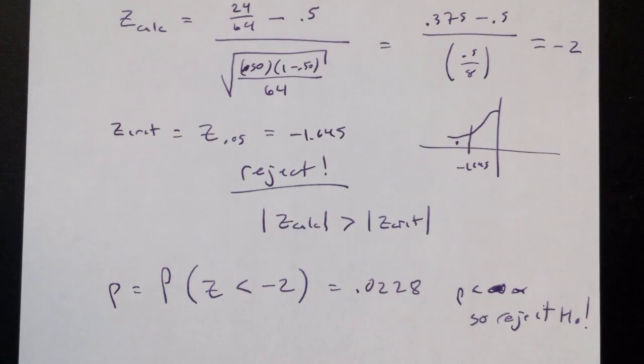Questions? You'll notice that I did not need a z-crit if I instead directly calculated the p-value from the z-value I found. I just need to know which direction my test goes to calculate that p-value appropriately.